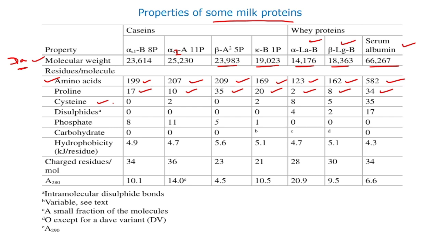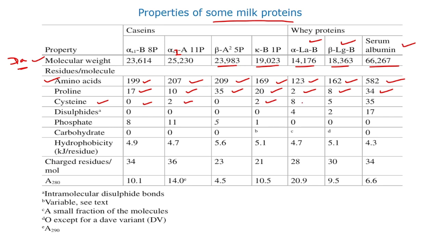Now coming to cysteine: alpha S1 has 0 and alpha S2 has 2. This sulfhydryl group can combine with another sulfhydryl group, forming a dimer in the case of alpha S2. Here also we have 2 cysteine, and dimer to decamer formation can happen in the case of kappa casein.